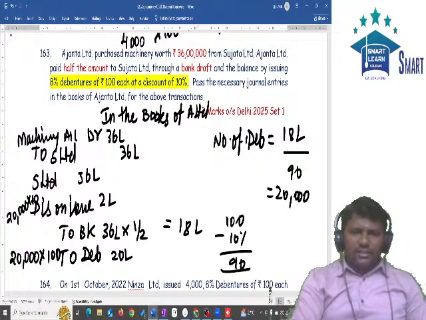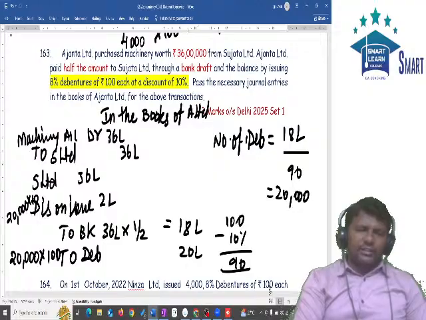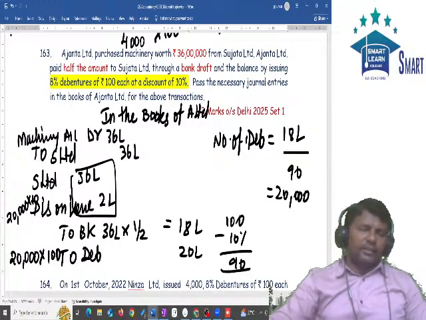Sorry, to bank it is 18 and to debenture it is 20. Total it is credited with 38. Here also it is debited with 38. Debit credit entry tallied. That's all.